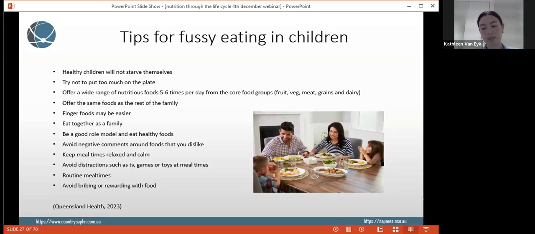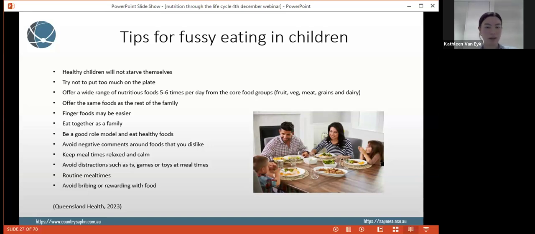Again, even if they express a dislike to certain foods, it's still good to keep offering those foods and that repeated exposure. Also, it's positive to have the same meal for everybody on the table, and everybody eating the same thing. Children often find finger foods easier as well, and being a good role model for the kids, and also eating healthy foods. Avoiding those negative comments around foods that you dislike, because the children might then think they might also take that on, and then they won't want to eat it either.